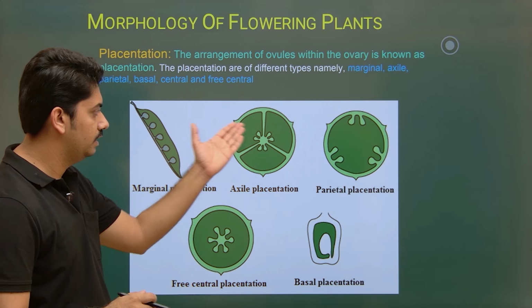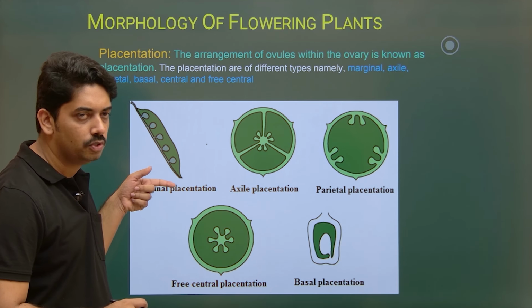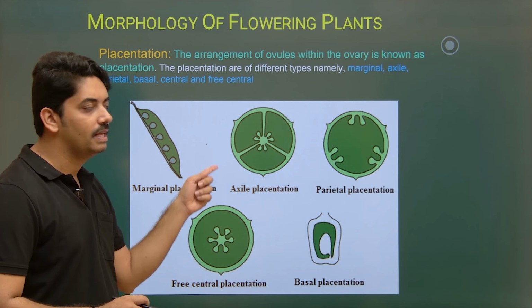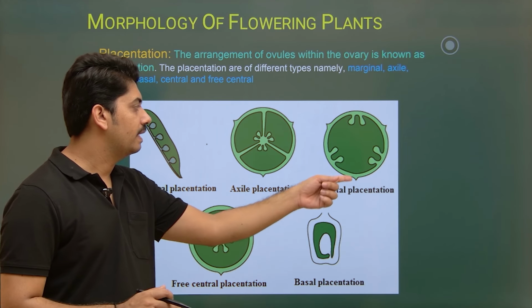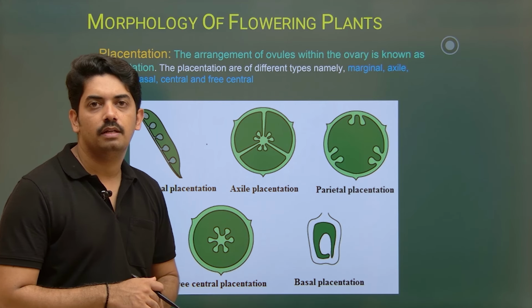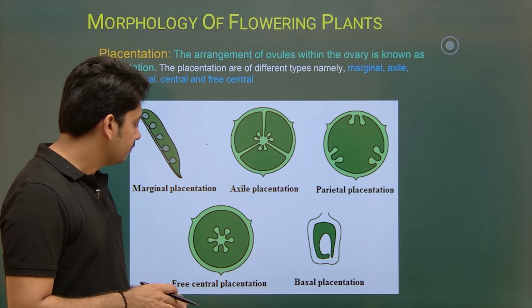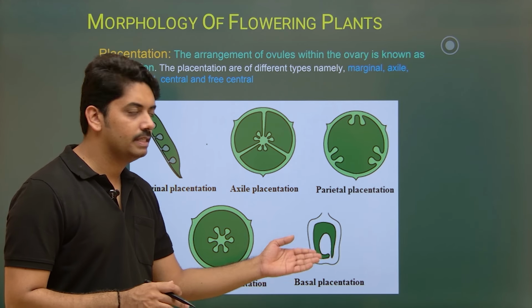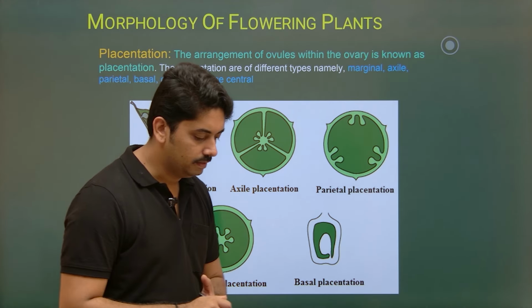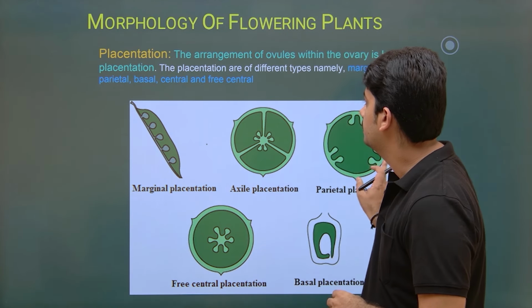So these are some of the pictures you can observe. Marginal placentation is commonly observed in pea plants. Axial placentation is commonly observed in hibiscus and citrus fruits. Parietal placentation is observed in castor, mustard, and in papaya. And free central placentation is very common in chili. Basal placentation is common in sunflower. Apart from this, we will see the explanation of all of this.